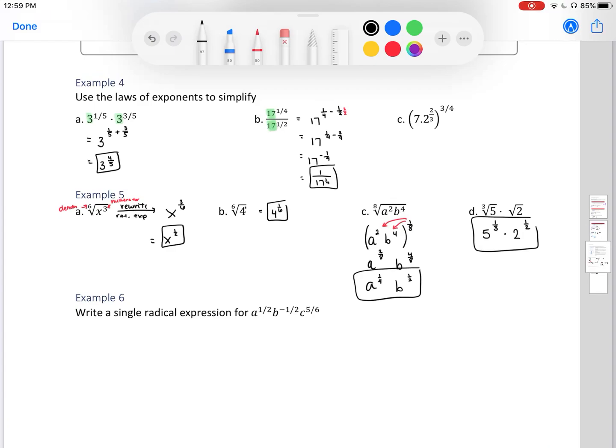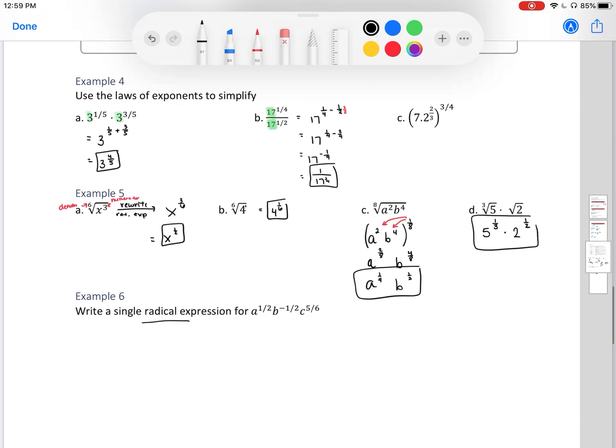Okay, let's take a look at example 6. Write a single radical expression for a to the 1/2 power times b to the negative 1/2 power and c to the 5/6 power. If I want the same radical, I want the same index. So they all need to have the same denominator.